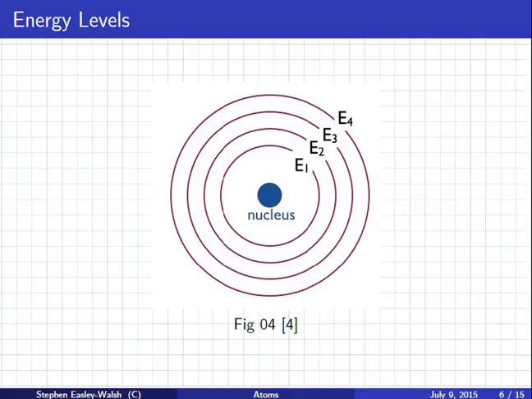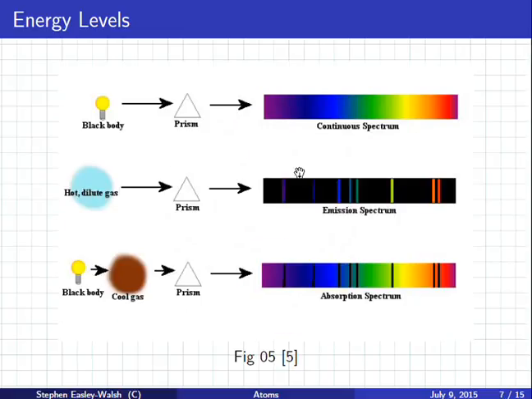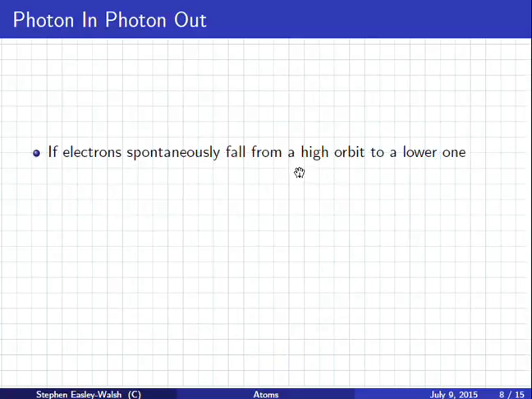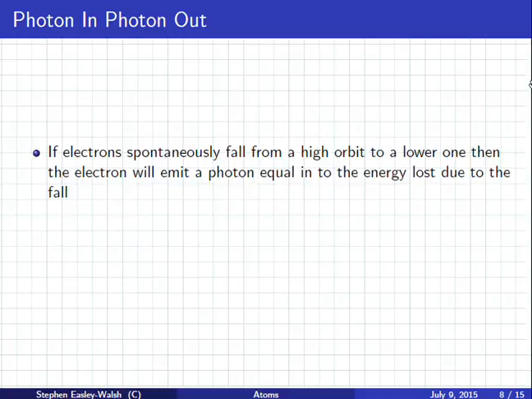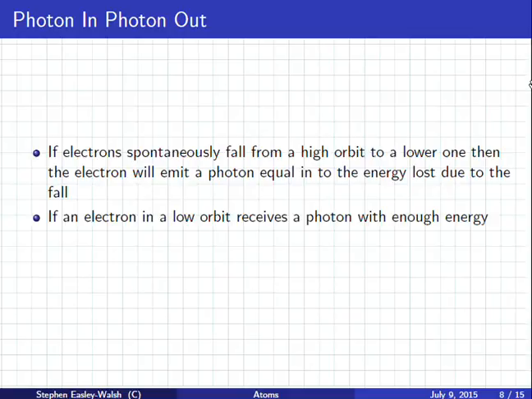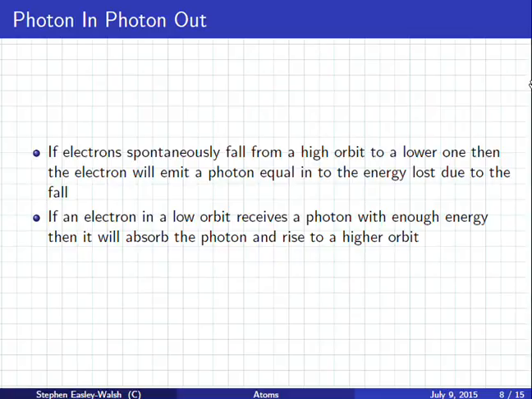And then the opposite happens. If a photon comes in and gives this energy, it will move up. If it gets enough energy, what will happen? It'll be free. What's this called? That's the work function for metal, or ionization in chemistry. So I just wrote that down here. If an electron falls from a high orbit to a low orbit, then a photon will appear. If an electron in a low orbit gets a photon with enough energy, then it will absorb the photon and rise to a higher orbit. So this is worth making note of.